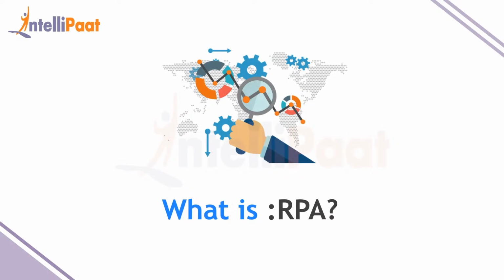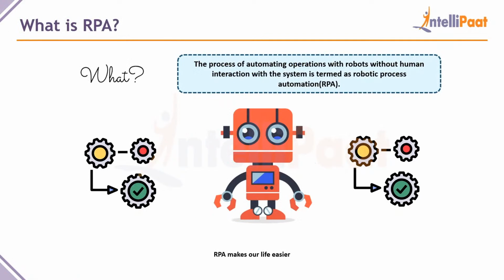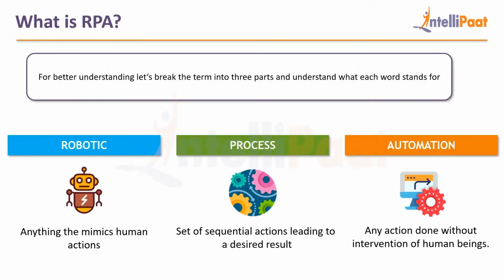So what is RPA? If we go by the definition, it is the process of automating your operations with robots without human interaction with the system. This term is not very clear, right? So there's a robot involved and humans are not involved. What does it mean? Let's break it down into 3 different words to get a better understanding. Robotic process automation, or RPA, is made up of 3 different words: robotic, process, and automation.